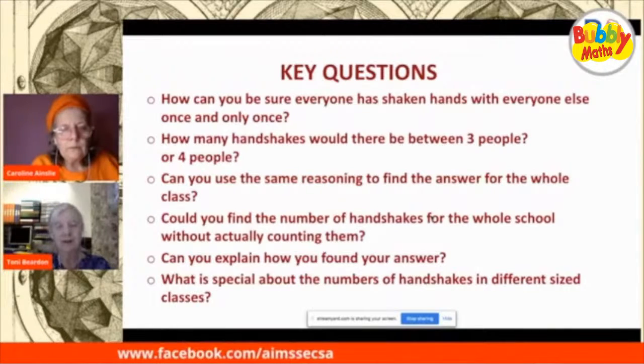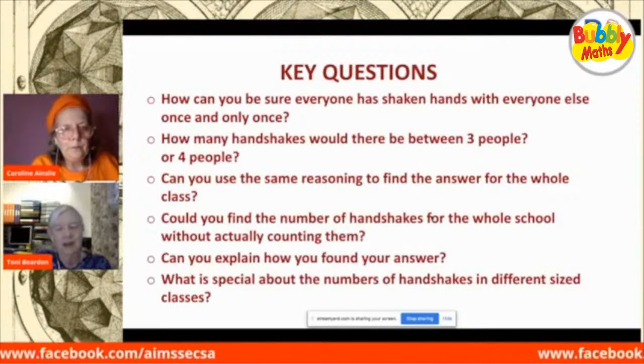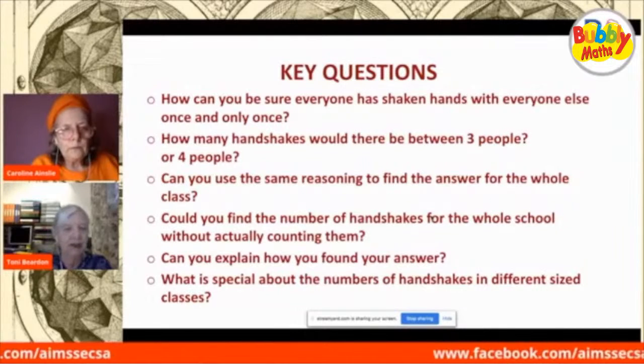Now, it's quite difficult to be systematic if you're going to do it that way. It's quite difficult to keep track of who's shaken hands with whom. I mean, you can do it with 4 or 5 or 6, but after that, you need a good system, otherwise you lose track of what's happened.